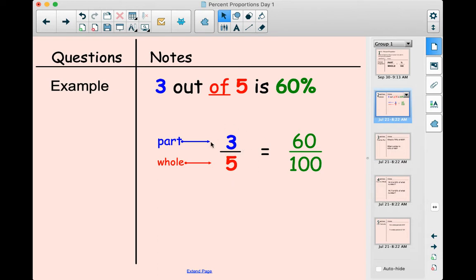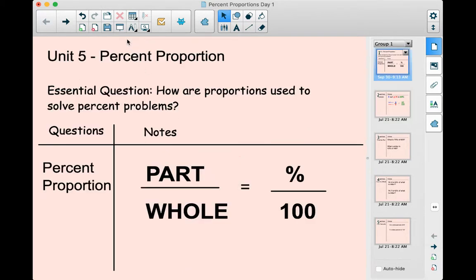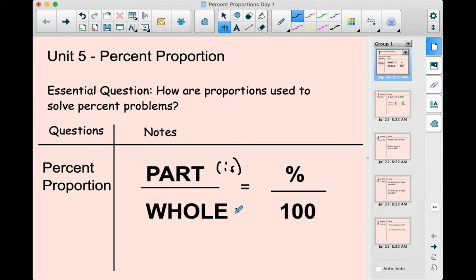So the part is some percent of another number. The whole is the number we're finding the percent of. Sometimes it's easier to tell than other times, which is which. Another thing that we should write for our percent proportion that you might have noticed there is write the word for part, maybe in parentheses, put the word is. And for whole, put the word of.